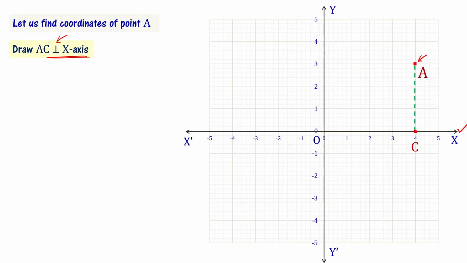We want to draw another line, that is line AD, that is perpendicular to y-axis. We have y-axis here. This is the y-axis, right? Draw a line from A that is perpendicular to this y-axis. That line is called AD.